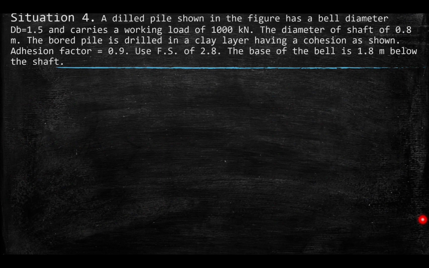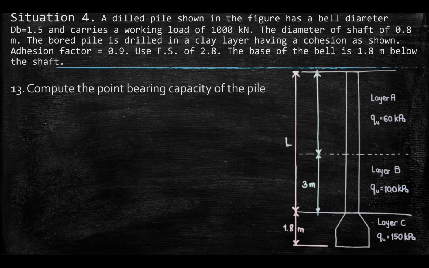Now, for our next problem, we will be dealing with a drilled pile. So yung mga previous problem natin was driven pile. So ito na is drilled pile, right? A drilled pile shown in the figure has a bell diameter dB of 1.5 and carries a working load of 1000 kN. The diameter of the shaft is 1.8. The bored pile is drilled in a clay layer having a cohesion as shown. Adhesion factor is equal to 0.9. Use factor of safety of 2.8. The base of the bell is 1.8 meters below the shaft. So ito yung figure natin.